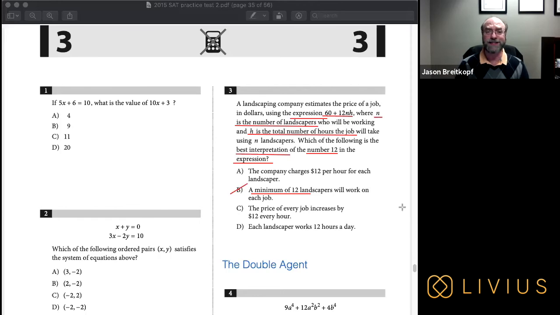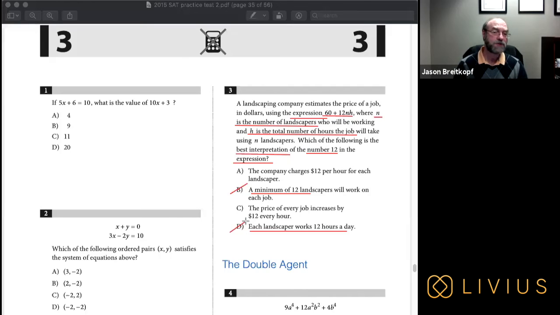There's another one where we can do exactly the same thing. Answer choice D. Each landscaper works 12 hours a day. But according to the question, H is a variable for the total number of hours that the job will take. So once again, the number of hours is variable. It's not exactly 12. So that phrase, each landscaper works 12 hours a day, is its own double agent, eliminating D. So we've eliminated the two more obviously wrong answer choices, the bad answers. Now we've got two answer choices left. One of them will be the correct answer, and one of them is wrong.